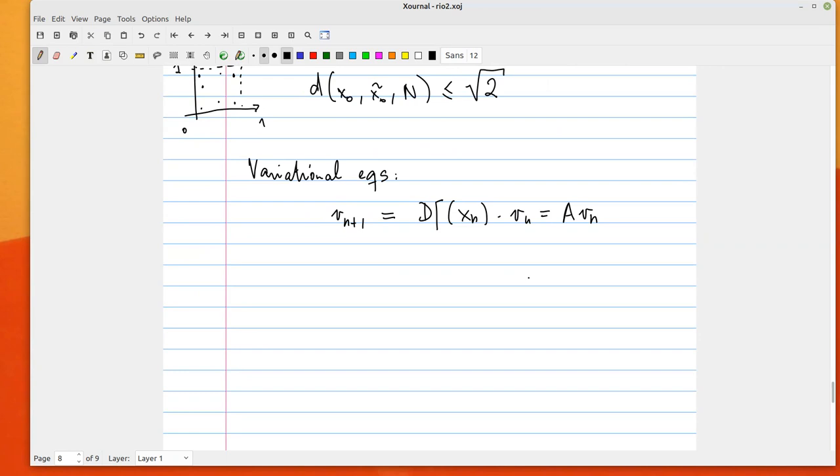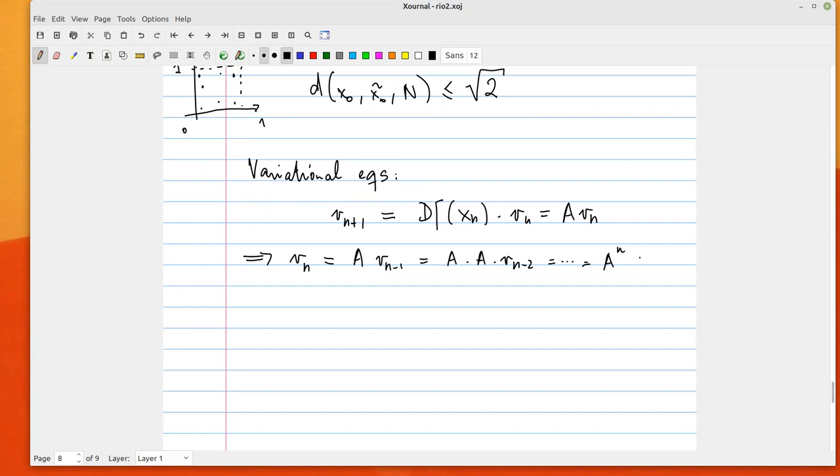So from there, it's very easy to see that V at time N is equal to A V N minus 1, which is equal to A squared V N minus 2, and so on. That's nothing else than A^N V 0, right?